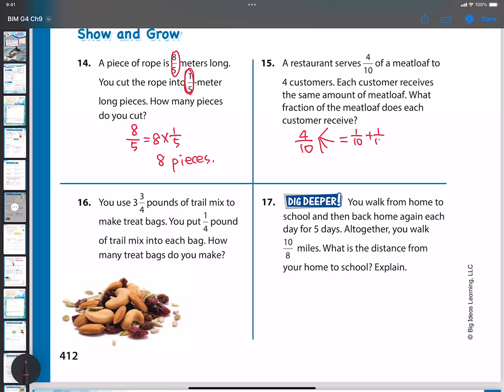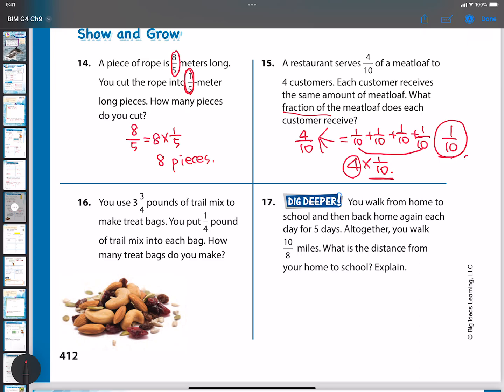So this is the same as 1/10 plus 1/10 plus 1/10 plus 1/10. Oops, I need to erase this. 1/10. Okay? How many of them? 4 of 1/10. Okay, hold on. What fraction of the meatloaf does each customer receive? 4 customers receive 1/10 of a meatloaf each.